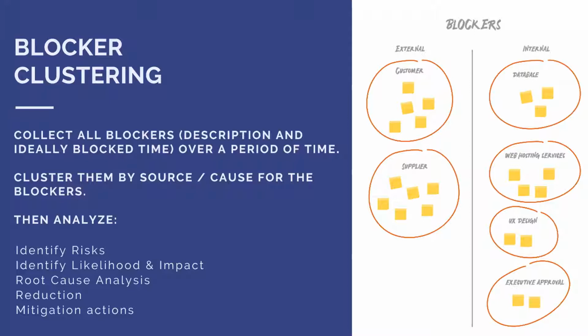Cluster them by the source or by the cause of this blocker, and then analyze what was the risk associated with this blocker. What was the likelihood and impact of this risk? And when you do the root cause analysis, what caused the blocker? What can you do to reduce the number of these blockers? If you are not able yet to remove these blockers, what can you do to mitigate the blocker, and the same, trying to mitigate the risk.